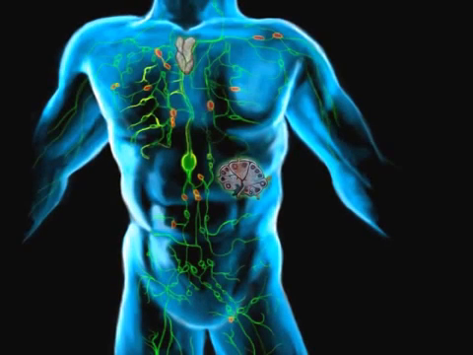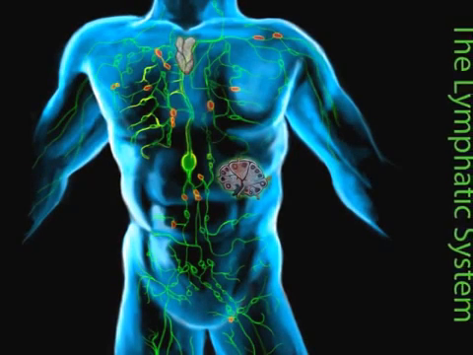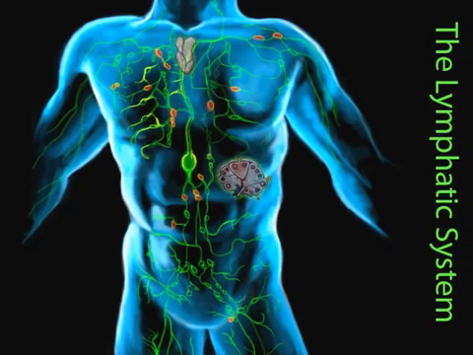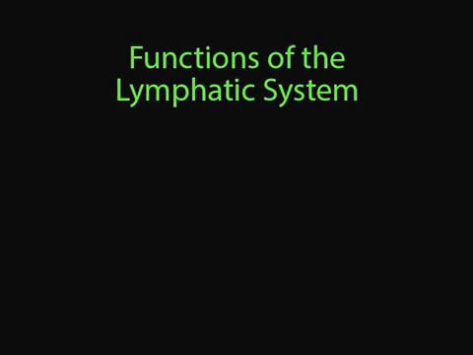The lymphatic system. Lymph vessels are found in all tissues except the central nervous system, the bone marrow, and tissues without blood vessels such as cartilage. The lymph system vessels are as extensive as the vessels of the circulatory system. The lymphatic system serves several functions.